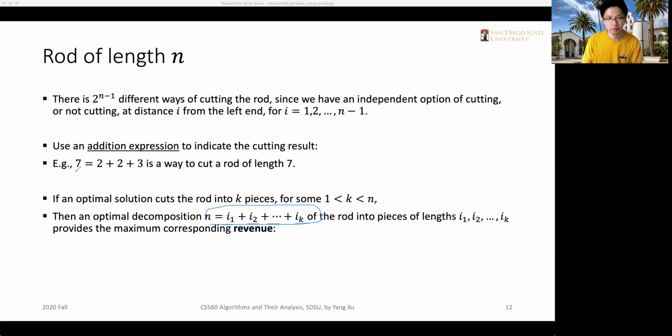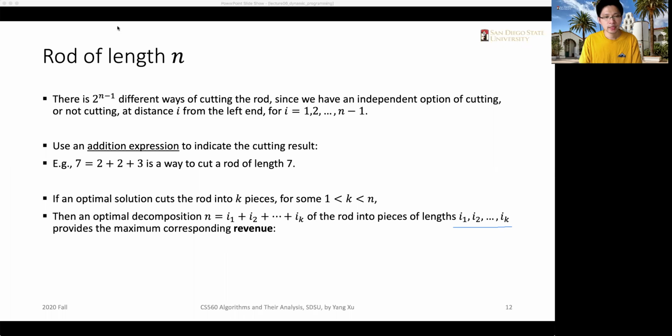Just like the way we did for the sevens. So in the case of sevens, i1 equals 2, i2 equals 2, and i3 equals 3, right? So that's the case for the simple example. In the general case where k is at least 1 and at most n, we can use i1, i2, ..., ik to indicate the optimal solution.